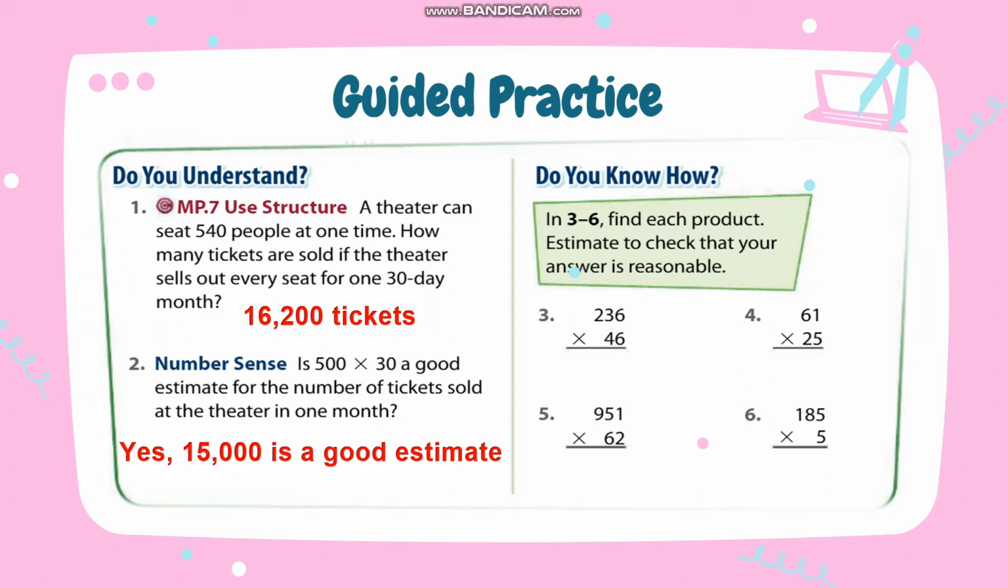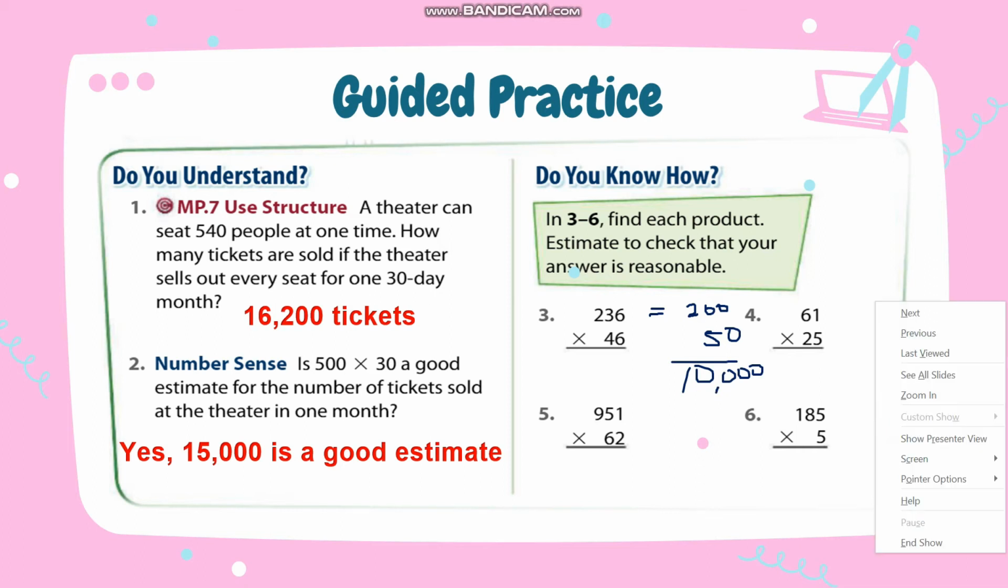Find each product and estimate to check that your answer is reasonable. If I'm going to estimate this one, it is nearest to 200. And if I estimate 46, that is nearest to 50. I am using rounding: round to the highest place value. So this is 200 and this is 50. If I multiply 200 multiplied by 50, I have 3 zeros that I need to put into the product. Then 5 times 2 is 10. So my estimated answer is 10,000.